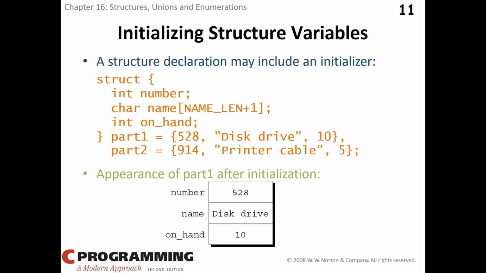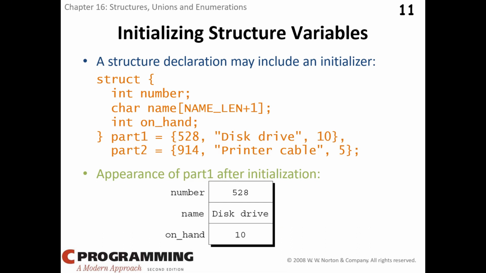And now let's discuss initializing structure variables in C. Just like other variables, we can initialize structure variables during declaration, providing initial values for their members. Here in the slide we have an example where we declare two structure variables, part1 and part2, representing parts in a warehouse, and we initialize them with specific values.